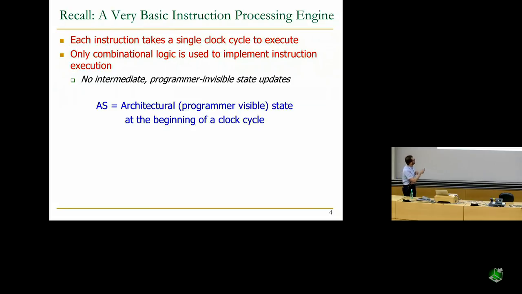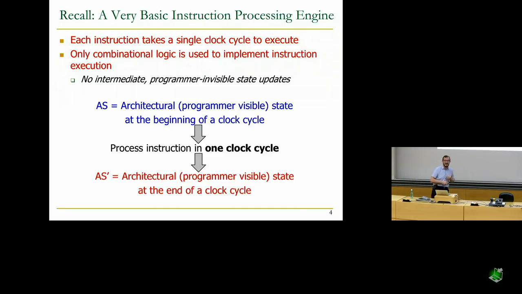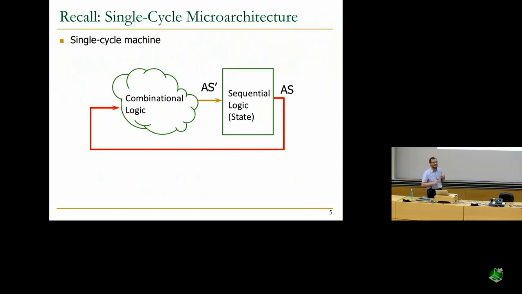So this is another view. You have the architectural state at the beginning of a clock cycle. You process the instruction in a single clock cycle, and then you get the architectural state prime at the end of the clock cycle, reflecting all the updates that are supposed to be done by that instruction according to the specification of the instruction set architecture. Okay, so this slide you should be familiar with. And this is a very abstract view of a single cycle machine. It's essentially this: you have the architectural state stored in the sequential logic, and the state gets updated in a single cycle through this combinational logic, and you get architectural state prime.